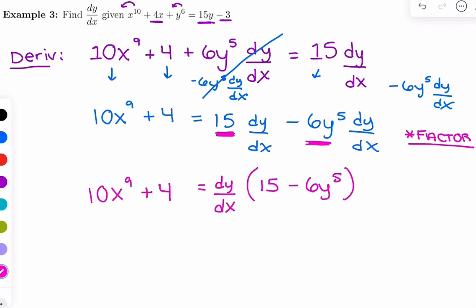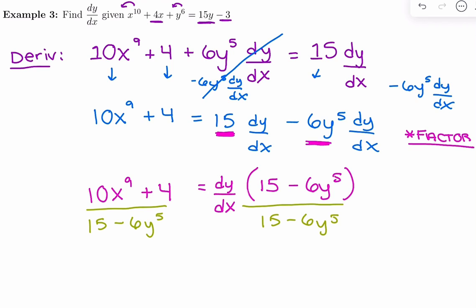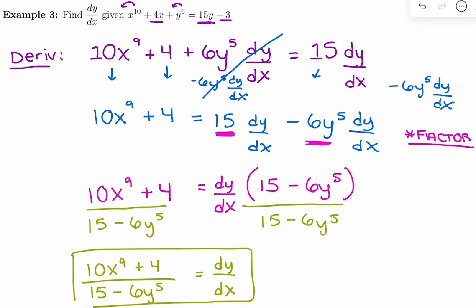Now my last step, now that I want to get dy/dx by itself and it is just multiplied with a couple of coefficients, to get rid of multiplication we're going to do some division. We're going to divide both sides by that 15 minus 6y to the 5th. So our dy/dx is going to be 10x to the 9th plus 4 over 15 minus 6y to the 5th. Again, when your problem starts with x's and y's mixed together, your solution can have x's and y's mixed together. And there's one of the correct answers.